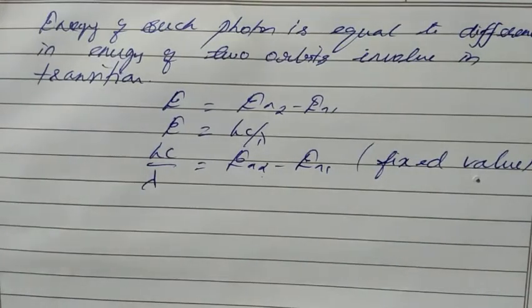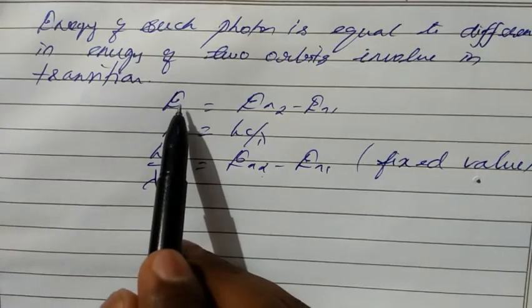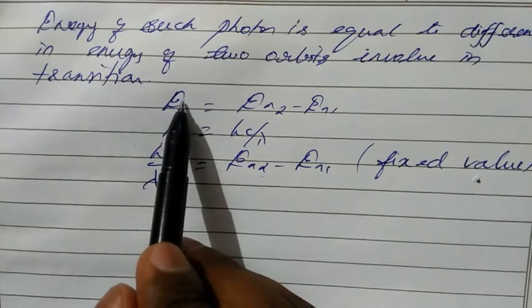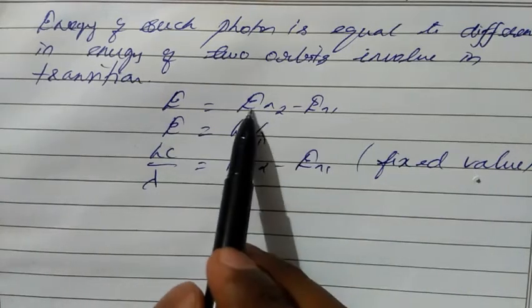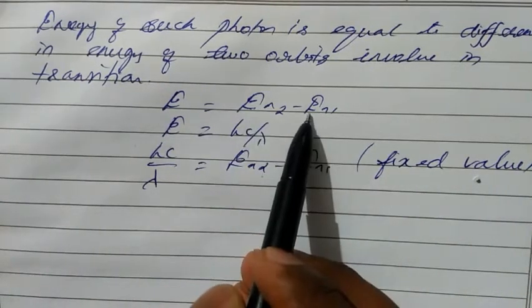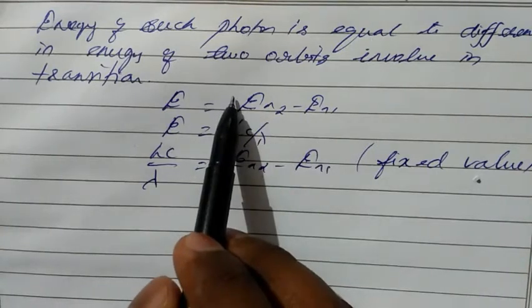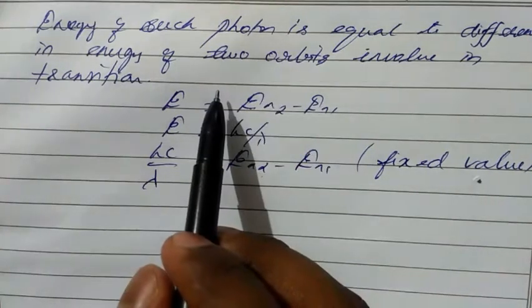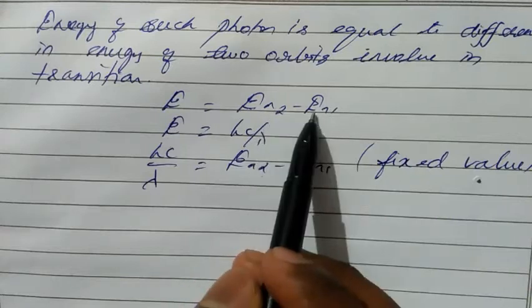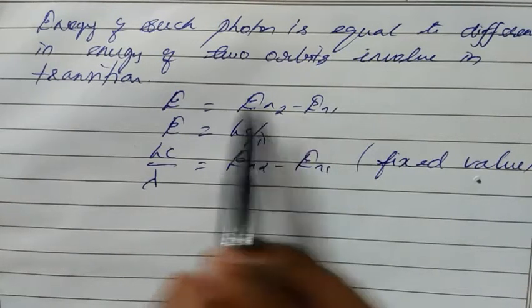Energy of such a photon, which means light, we know light consists of photons. So energy of such a photon is equal to the difference in energy of two orbits involved in the transition. In the previous case, we took only two orbitals, first orbital and second orbital. So the total energy is nothing but the transition between orbitals. So transition takes place between second and first. Okay, so the formula is En2 minus En1. If electron jumps from first orbital to fourth orbital, then En2 value is 4, En1 value is 1. Okay, so like that.